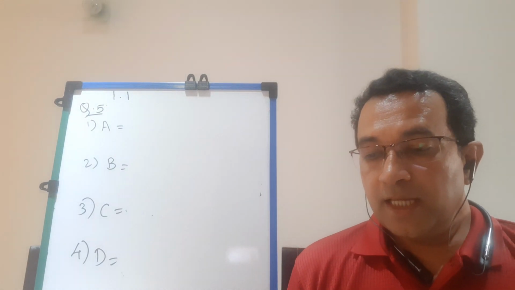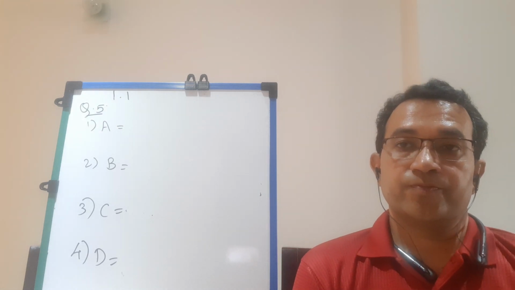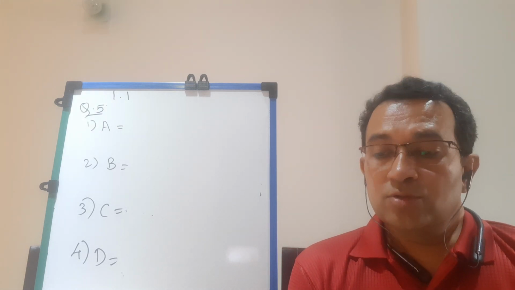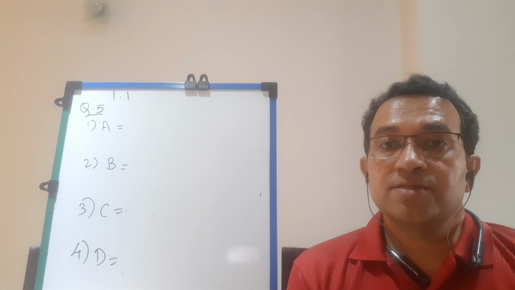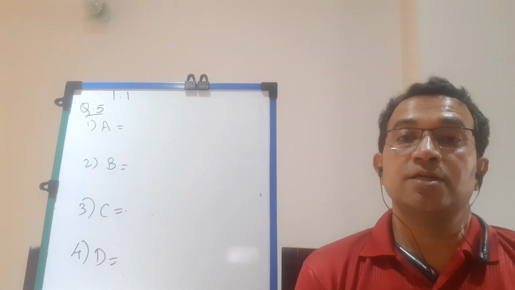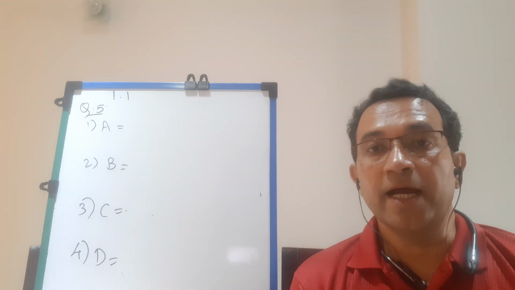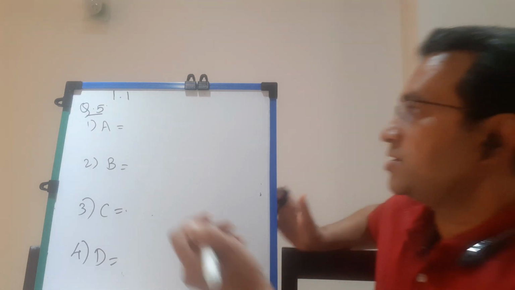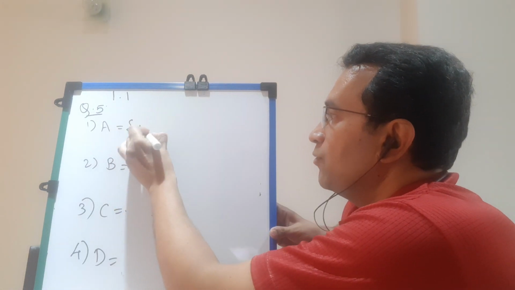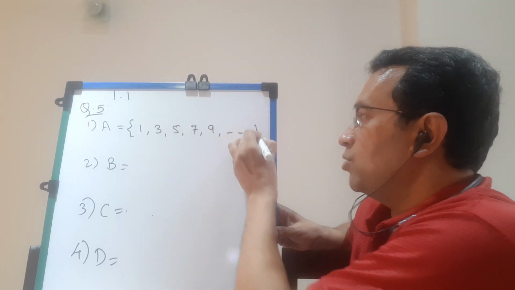Now students, A is equal to the set of x such that x is an odd natural number. Odd natural numbers start from 1, then 3, then 5, then 7 and onwards. So here I am writing 1, 3, 5, 7, 9 and onwards.